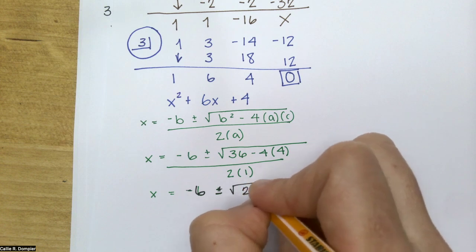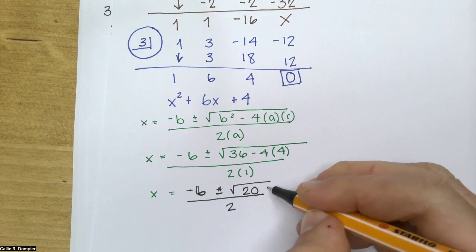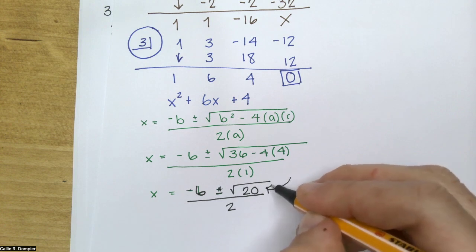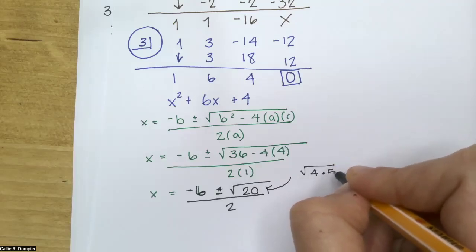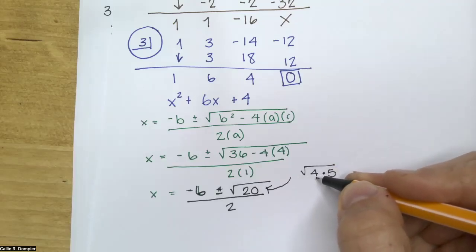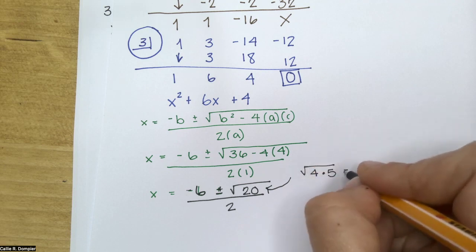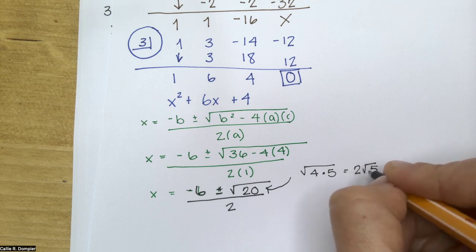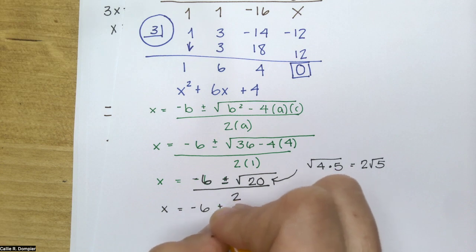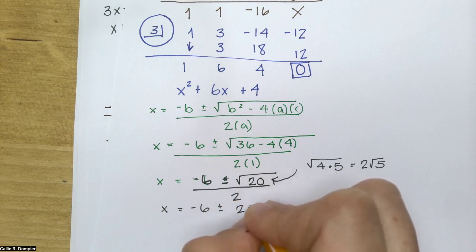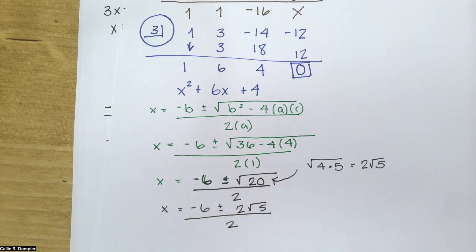36 minus 16 is just 20, right? Over 2. Now take that square root of 20. What does 20 become? 4 times 5. The square root of 4 is 2, so that becomes 2 square root of 5. Okay? So x equals -6 plus or minus 2 square root of 5, over 2.